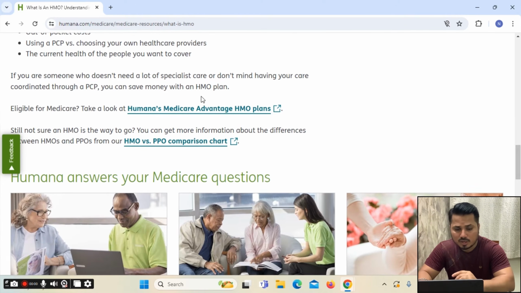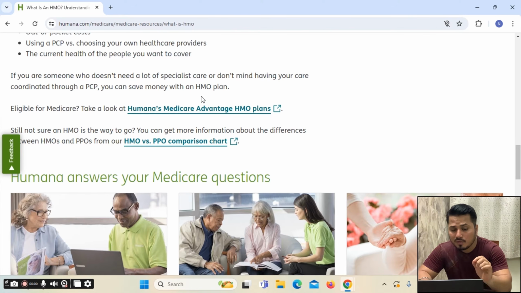So, if you are someone who doesn't need a lot of specialist care or don't mind having your care coordinated through a PCP, you can save money with an HMO plan, guys.